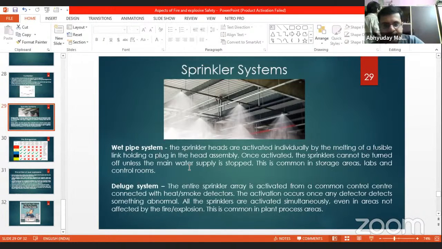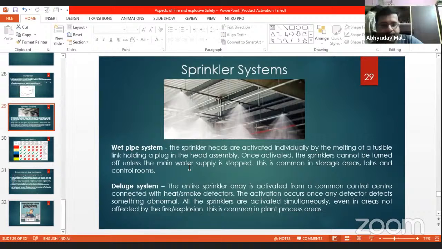The sprinkler heads are activated individually by the melting of some fusible link or a fusible plug that is there in the head assembly. That is, if a fire or a source of heat is there, then that heat will melt the plug that is stopping the water from coming out of the head. The material is designed in such a way that it will melt at a particular temperature. That means when the fire is there, the temperature inside the room will be above that temperature and the plug will melt, causing water to come out from the sprinkler heads. This type of system is commonly used in small areas, like in storage areas, in laboratories, or in control rooms, etc. Deluge systems are used in large processing units or where the actual processing equipment are there.